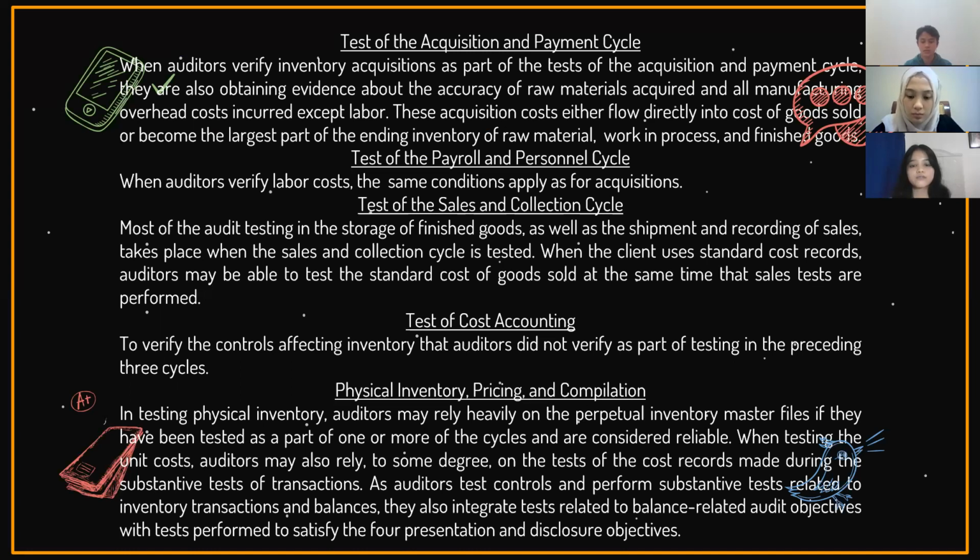Fourth, test of cost accounting, to verify the controls affecting inventory that auditors didn't verify as part of the testing in the preceding three cycles. And the last, physical inventory pricing and compilation. In testing physical inventory, auditors may rely heavily on the perpetual inventory master file if they have been tested as a part of one or more of the cycles and are considered reliable. When testing the unit cost, auditors may also rely to some degree on the tests of the cost records adhering to the substantive tests of transactions.